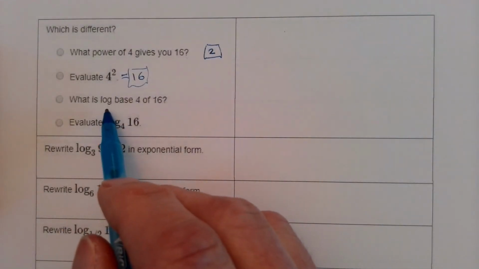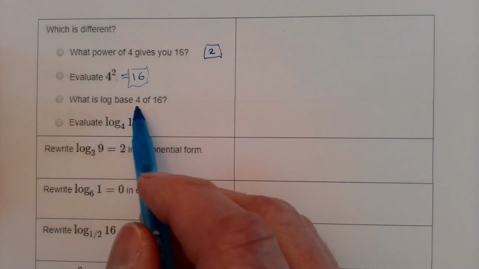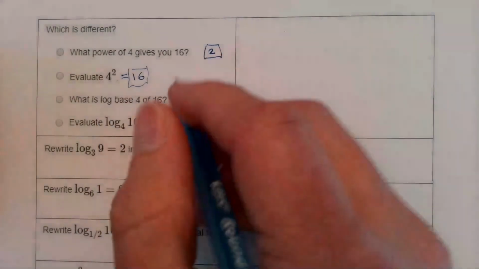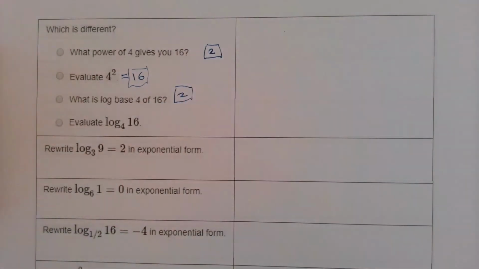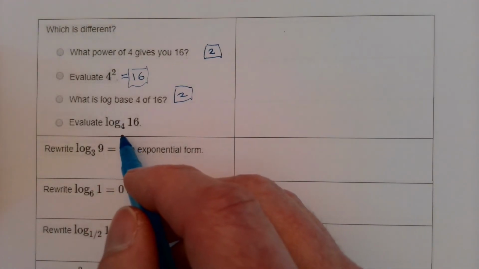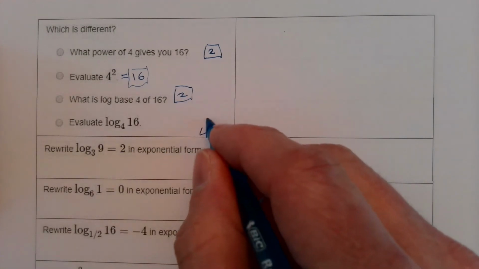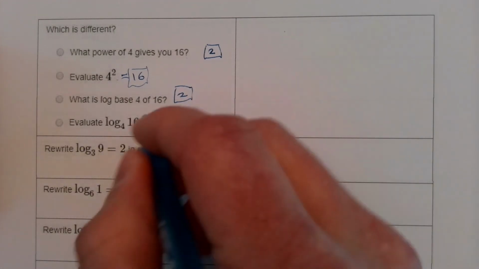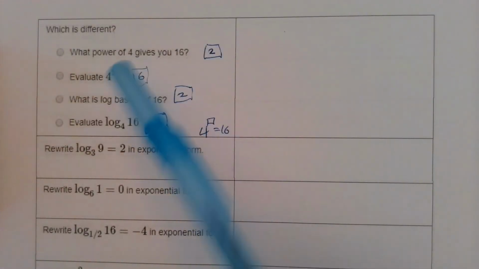What is the base 4 logarithm of 16? In other words, 4 raised to what power gives you 16? It's 2 again. And that's the same question as that. Here's the way you write it more symbolically. What's the base 4 log of 16? 4 raised to what power makes 16? 2 again. So as you can see, these three questions are the same, and this one was different.